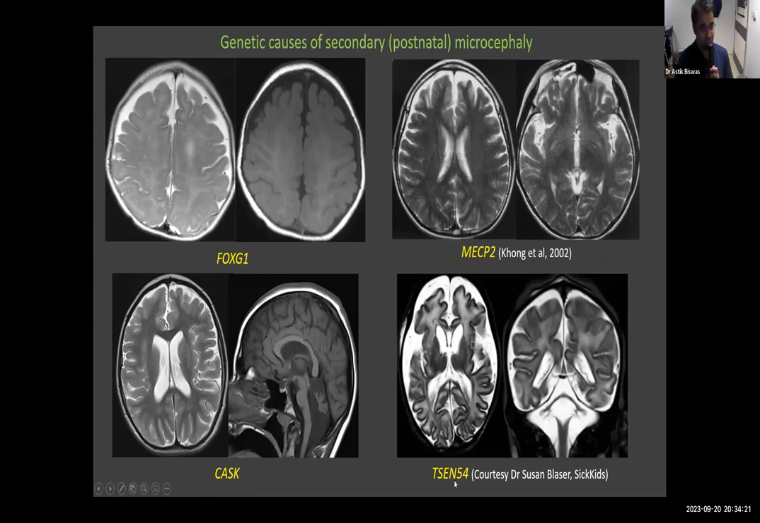TSEN54 is the classic dragonfly appearance of the cerebellum. So pontocerebellar hypoplasia type 2 and type 5. And in this particular case, you can see there has been volume loss in the supratentorial compartment involving both gray and white matter over time, in addition to the pontocerebellar hypoplasia.